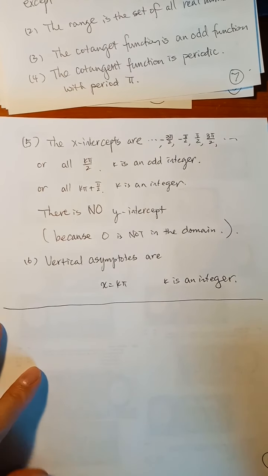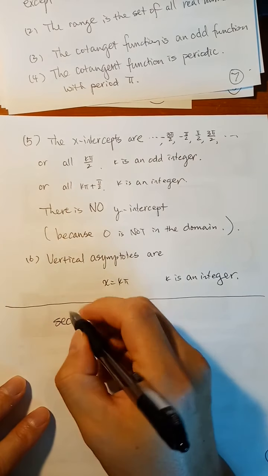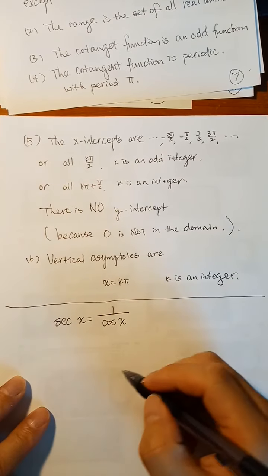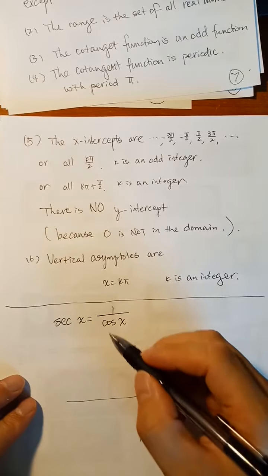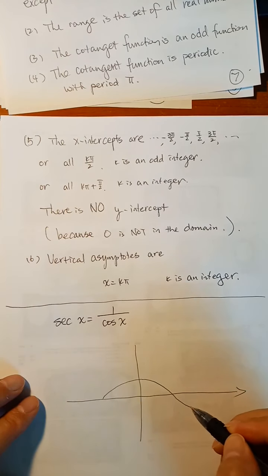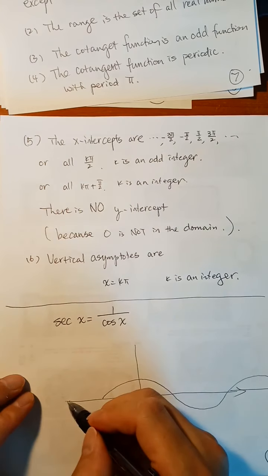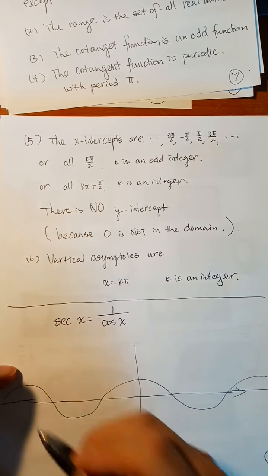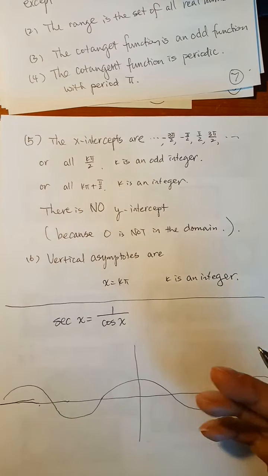And next, let's check the graph of a secant and a cosecant. Secant of x, by definition, is 1 over cosine. So let's see what is a secant of x. First, we get the graph of a cosine. Graph of cosine is like this. Okay. Reciprocal.